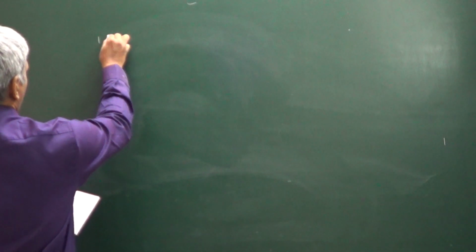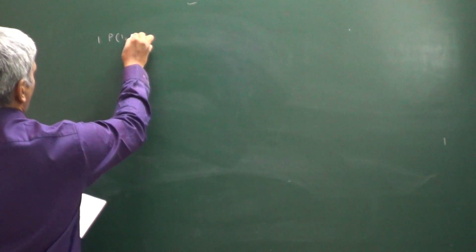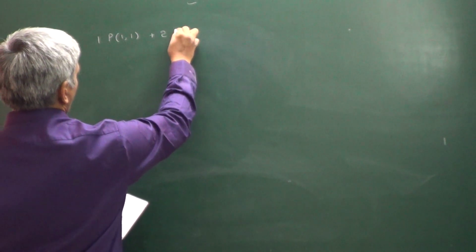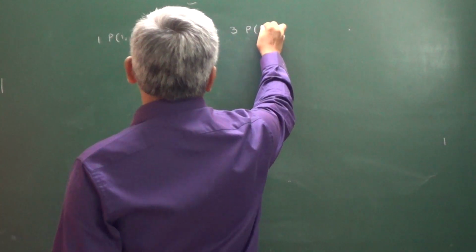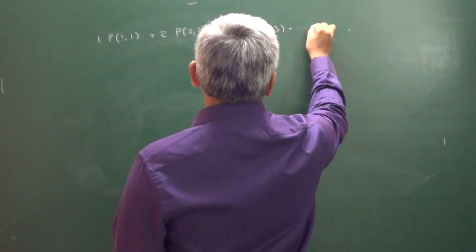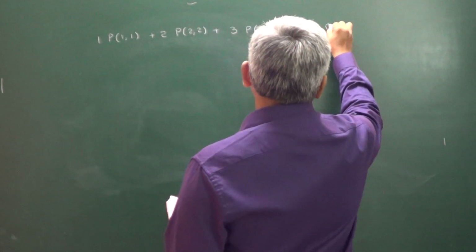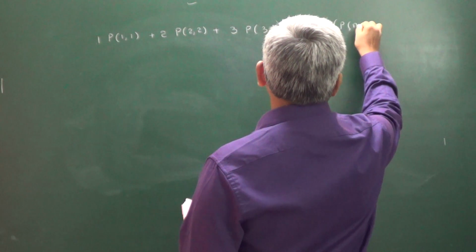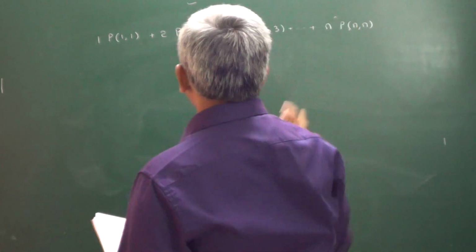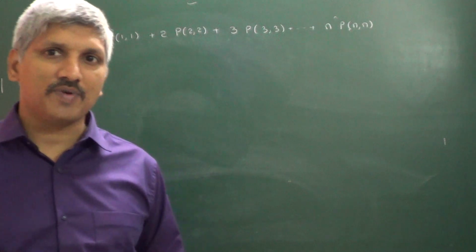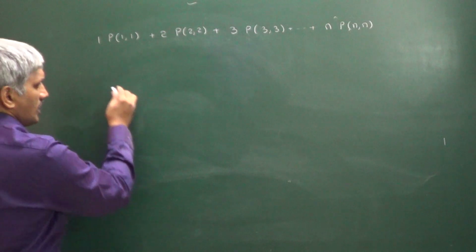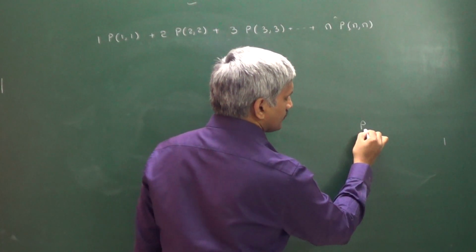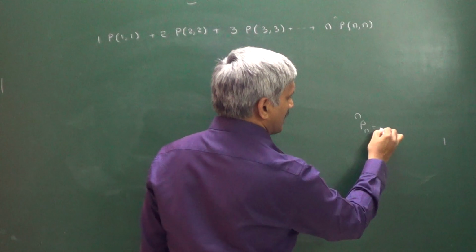So this is one more question. The question is given in this way: 1 into P(1,1) plus 2 into P(2,2) plus 3 into P(3,3) plus and so on plus n into P(n,n). You know what is the meaning of P(1,1), that is 1P1. P(2,2) means 2P2. So that's why I can write this as nPn. nPn is nothing but n factorial.